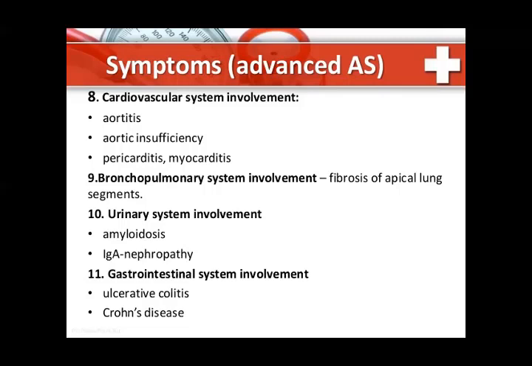Amyloid protein gets deposited in the kidneys and leads to proteinuria and renal failure. At the same time, they can have IgA nephropathy. Gastrointestinal tract, they can have ulcer. I told you it is a part of enteropathic arthropathies. Enteropathic means intestinal diseases leading to joint involvement. Enteropathic arthropathies, especially in patients with ulcerative colitis and Crohn's disease, will have sacroiliitis or involvement of the sacroiliac joints.